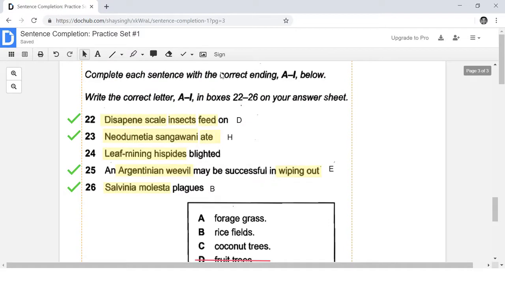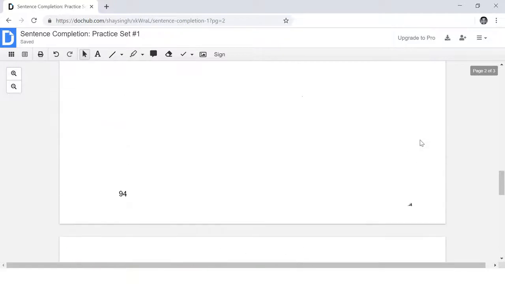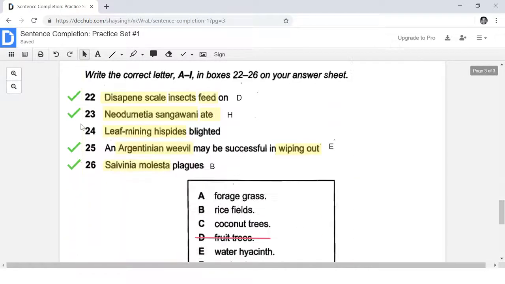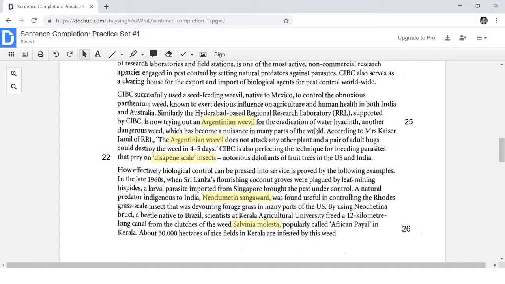All right, now let's do our final question. We are looking for leaf mining hispides, number 24. So we found the answer to number 26 down here. Found 26 down here. I would expect number 24 to be around the same area. So leaf mining hispides, that's what we're looking for. Here we go, leaf mining hispides.